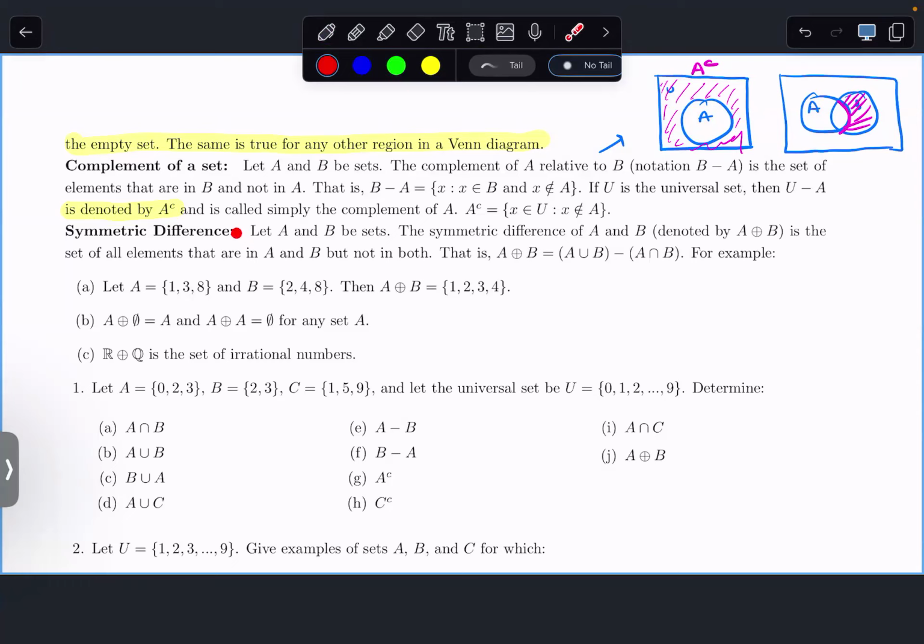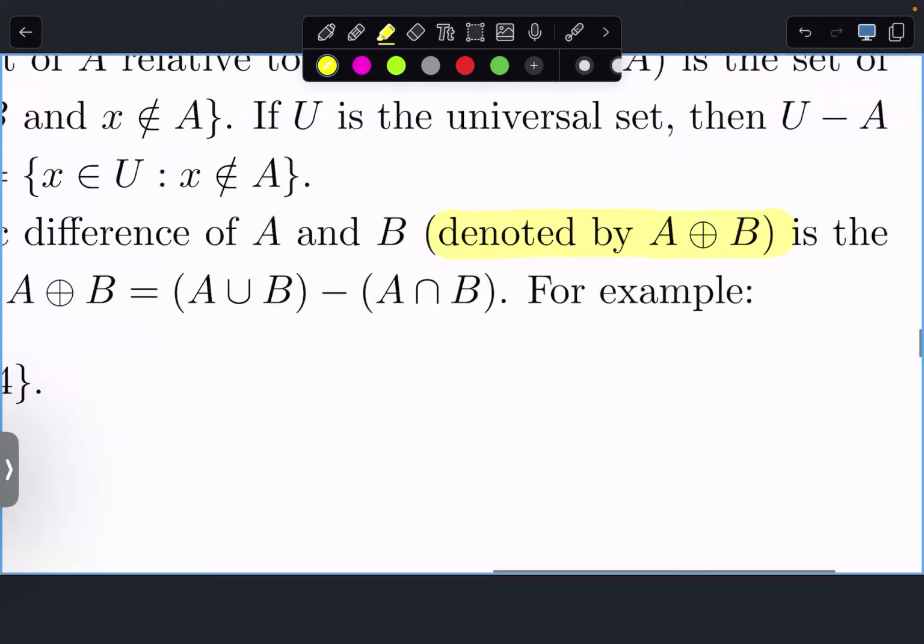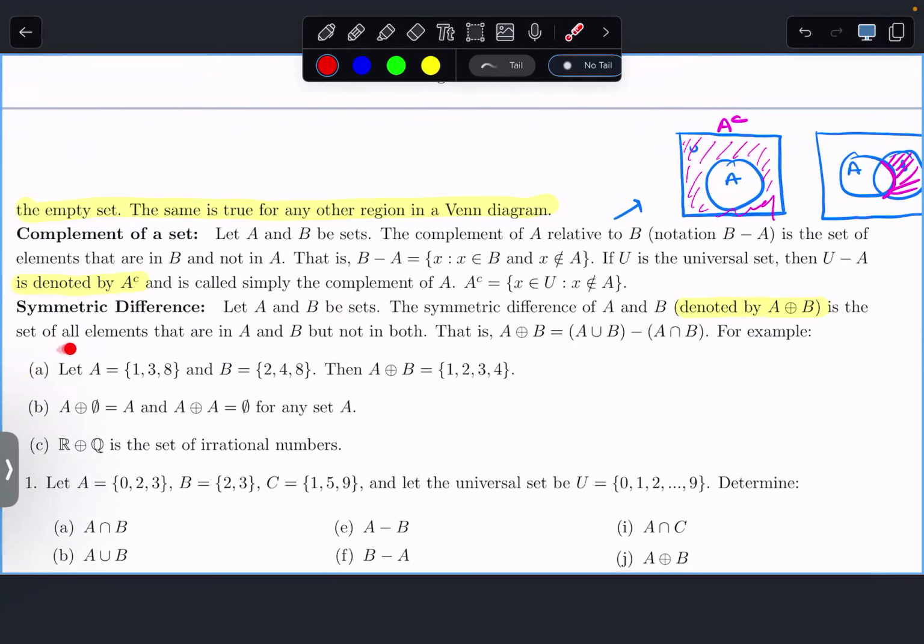The symmetric difference is probably the hardest one that we're going to talk about today, but okay, I take that back. Let A and B be sets again. The symmetric difference of A and B, which is denoted by a circle with a plus in it. For some reason it's denoted by a circle with a plus. I can't explain it. It's the set of all elements that are in A and B, but not both. We're using "and" loosely. I would probably replace that with "or", so A or B, but not both.